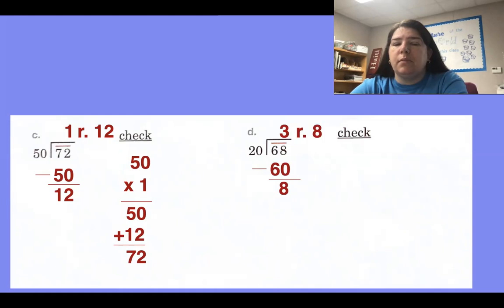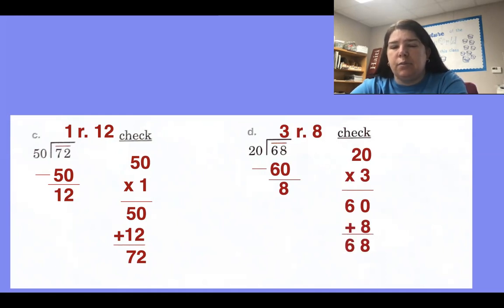Now, the way we check is we say 20 times 3 equals 60, and we add in our remainder, 8, and we should get 68, which is the same as our dividend. Okay, this is not hard. We just need to be slow and careful and write out all of our steps. Ms. Best does not want you to guess. We don't want to say, oh, I know the answer to that. You want to put down all your steps. Divide, multiply, subtract, compare, bring down. Okay, don't forget your steps.